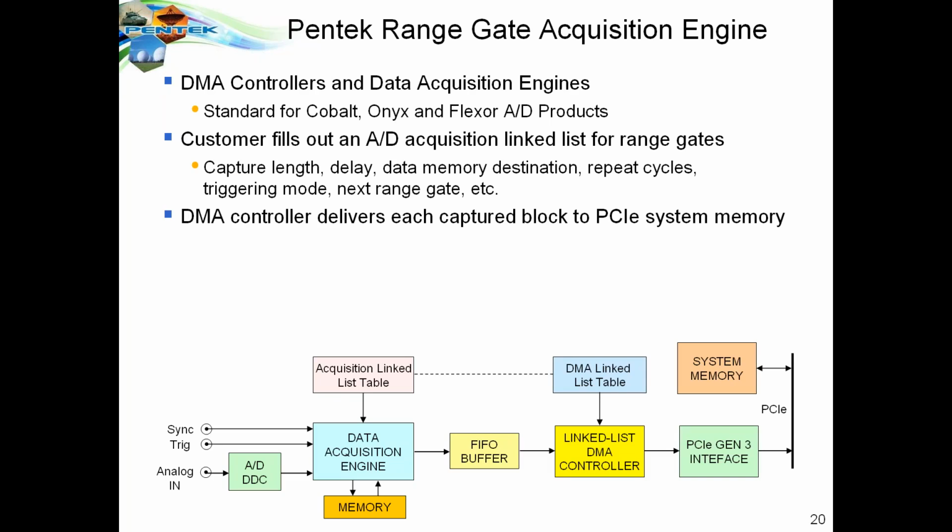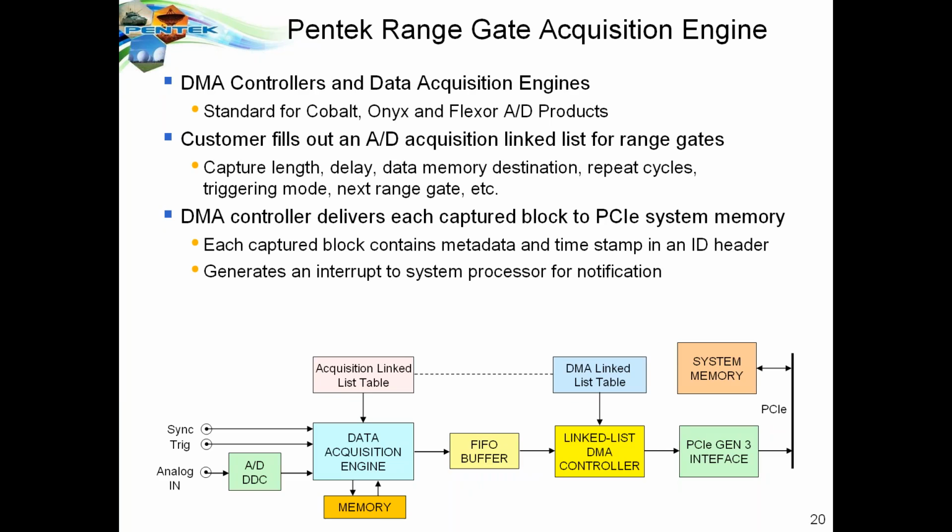Once the data is captured, the DMA controller also uses a linked list table to specify the location of where it puts the captured data block to system memory, and this is transferred across PCI Express into system memory. Each block contains metadata that includes timestamping and an ID header to uniquely identify each captured block of data.